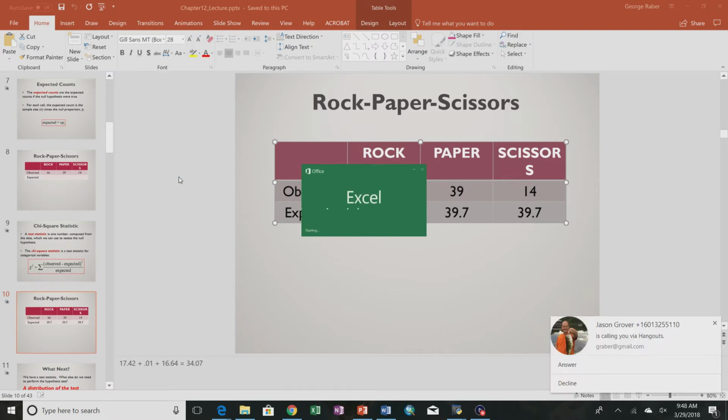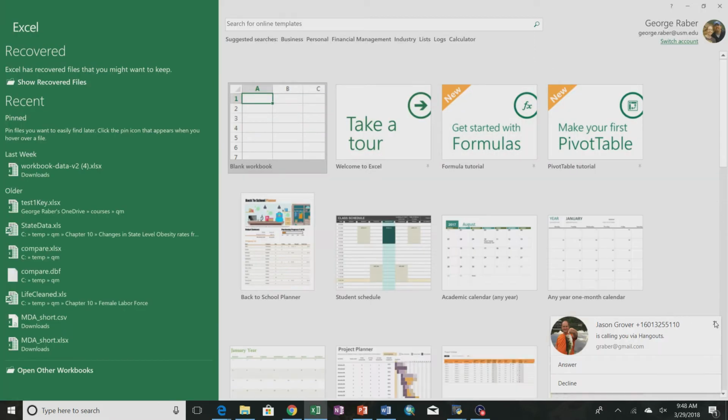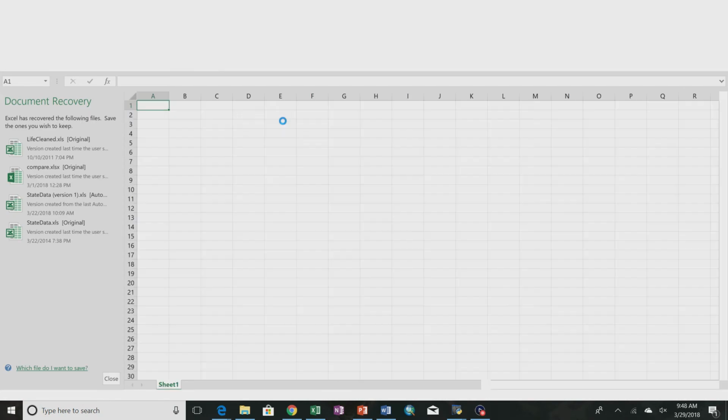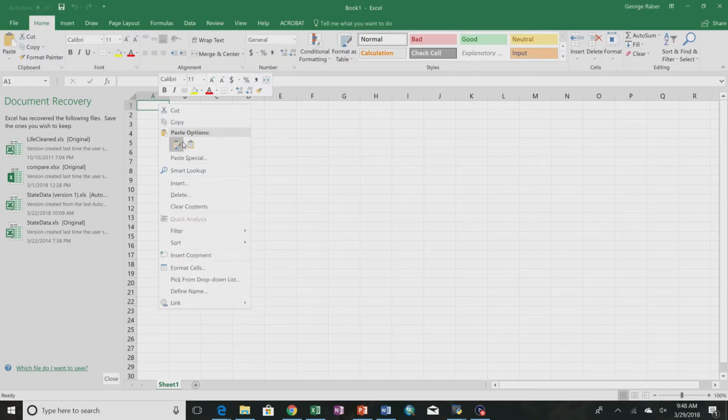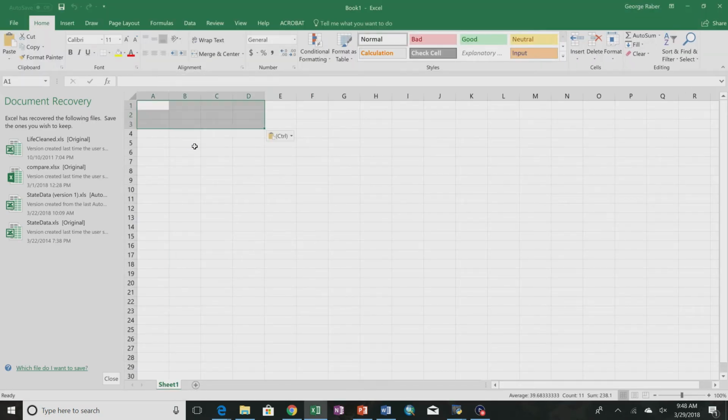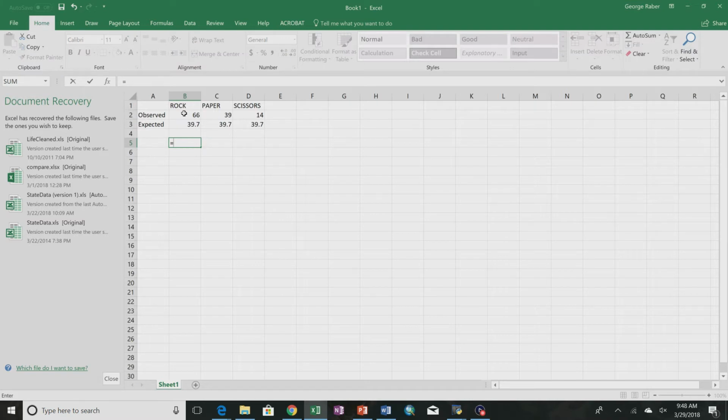But Excel makes it even easier. So there are the numbers. As I said, we can do this in steps. We just take this minus this. That's kind of the first step. And then we take this times this. That's the second step because it's squaring it.